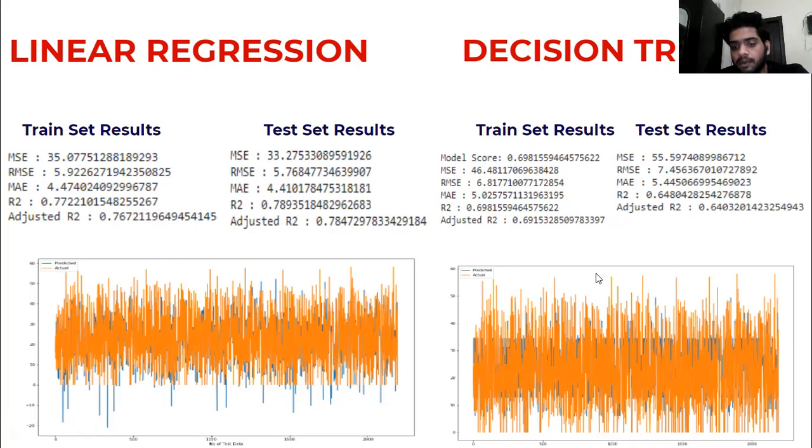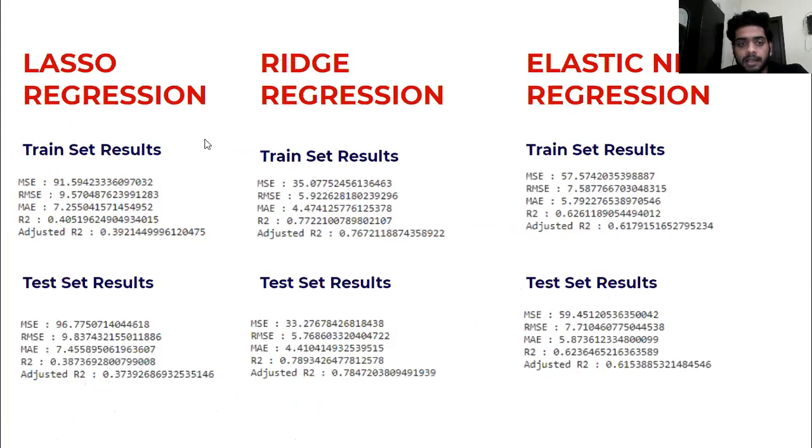And below we can get the predicted and actual value comparison. Next is the lasso regression. Here we get an R square of 0.4 in the train set and 0.38 in the test result. This model performs very poorly compared to the others.